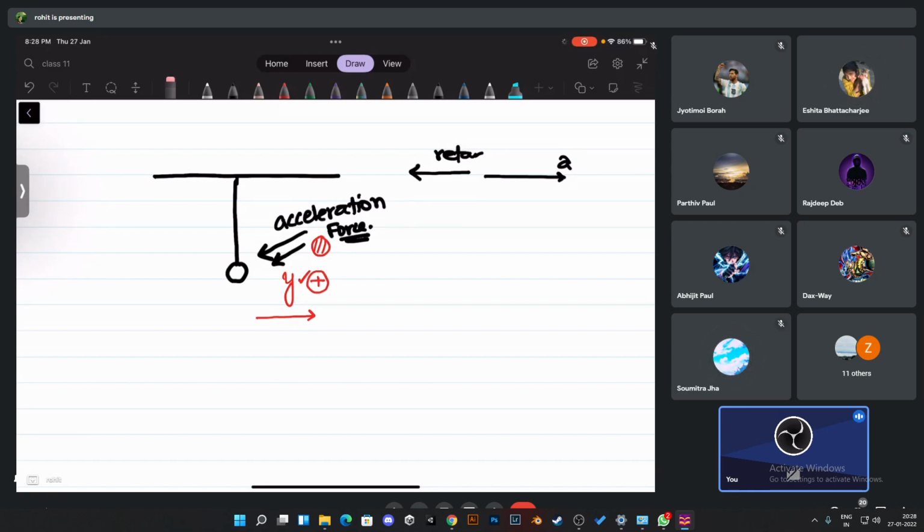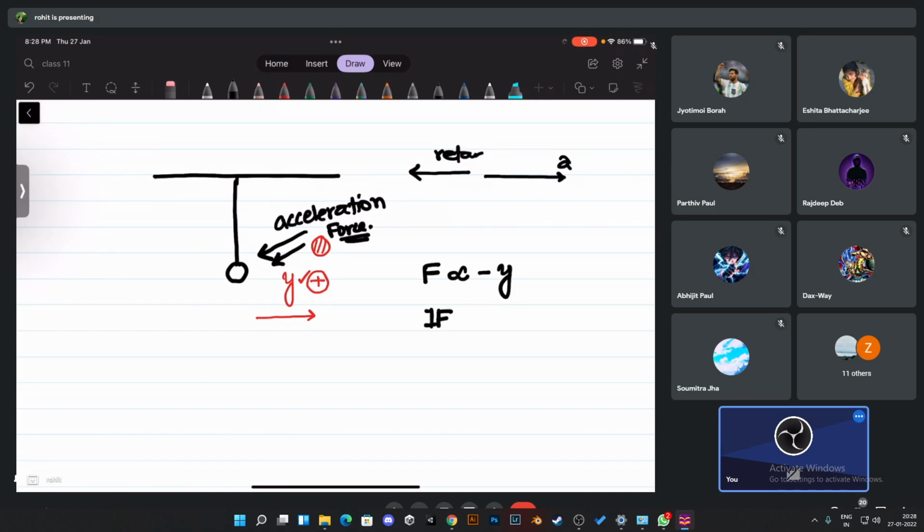Now let me tell you what it means. Do you agree that now the direction of force will be such that it will be proportional to displacement or negative of displacement? Negative of displacement. And why did I write it like that? Okay, I'll tell you.